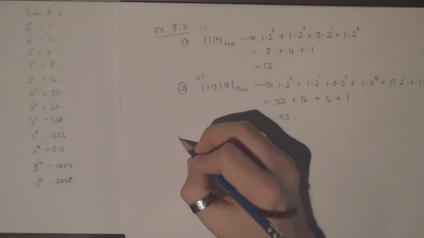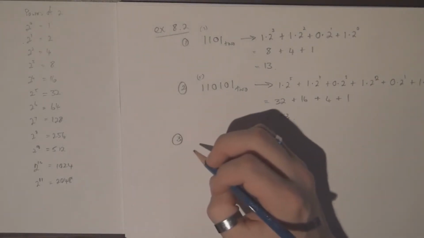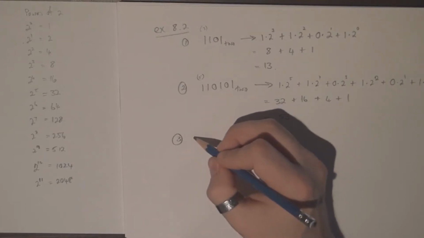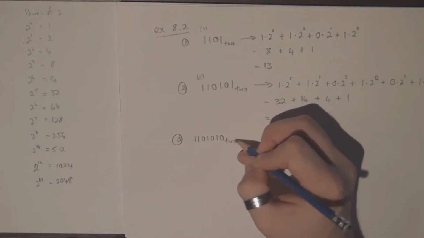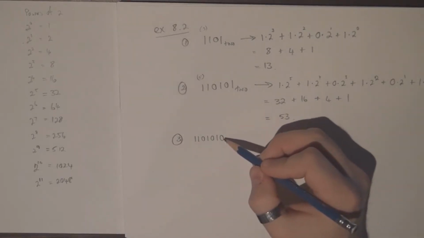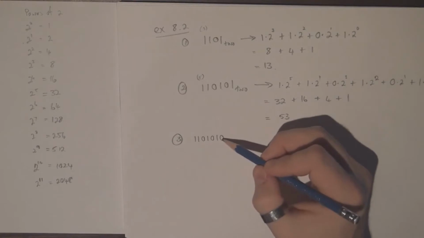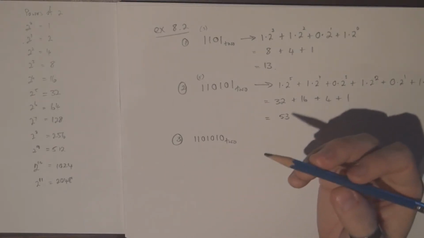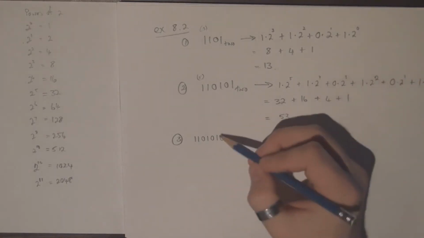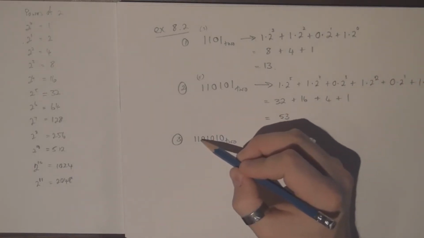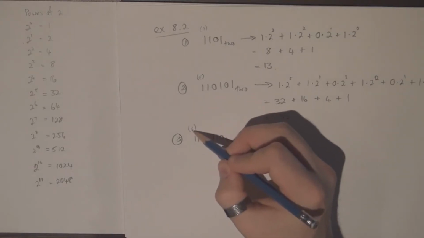One more, we can do it. We just have to make sure we write the digits down correctly. 1, 1, 0, 1, 0, 1, 0. So counting from right to left, the position of these digits correspond to the powers of 2. 0, 1, 2, 3, 4, 5, and 6. A little bigger than the previous one.